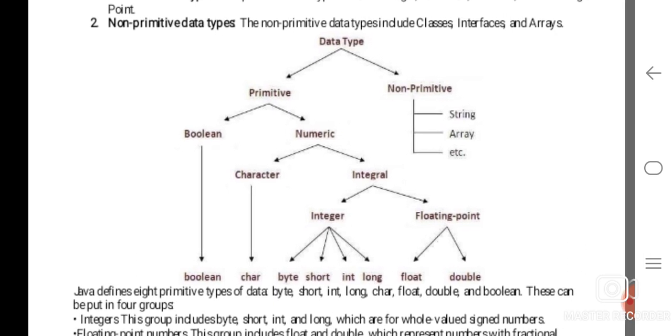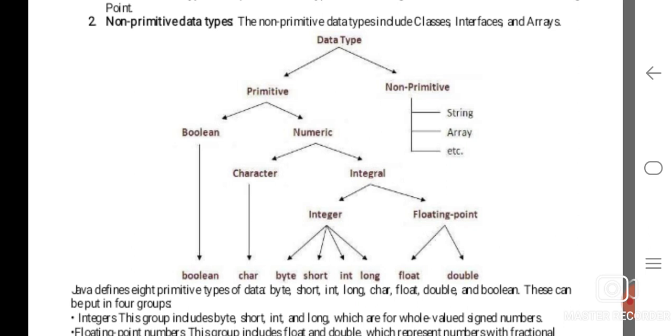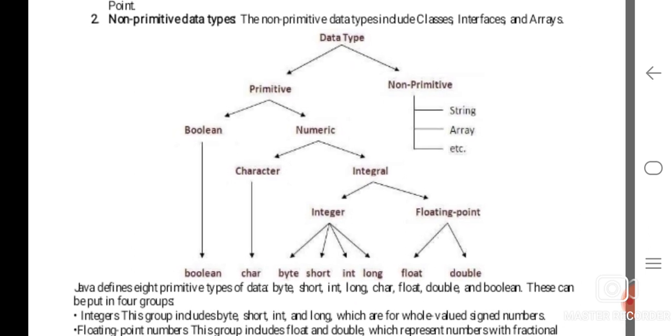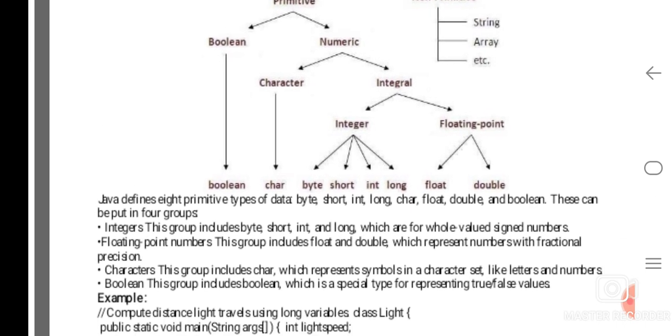There are four types of integers: byte, short, int, long. In floating point, float and double. For non-primitive, string and array. These all come under the non-primitive.